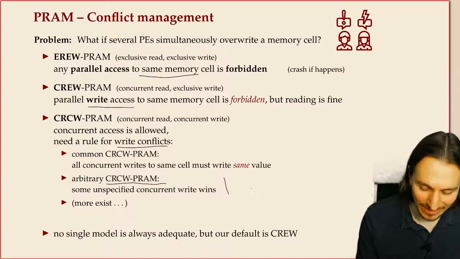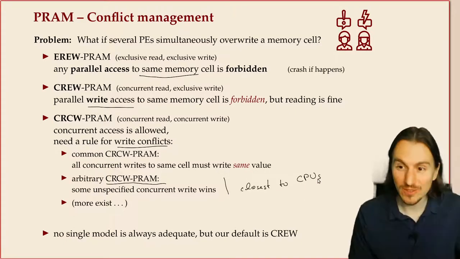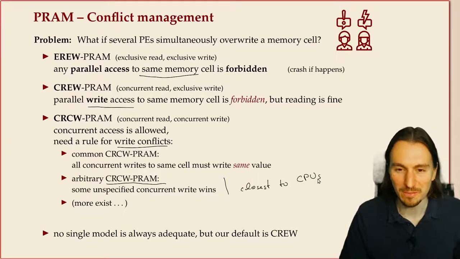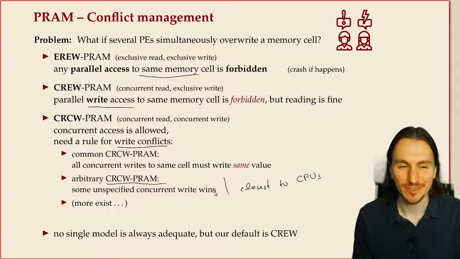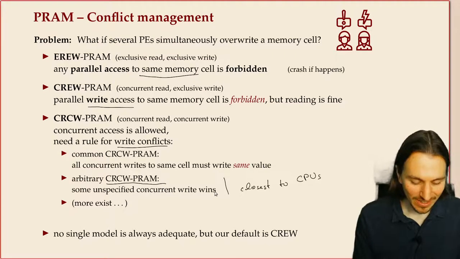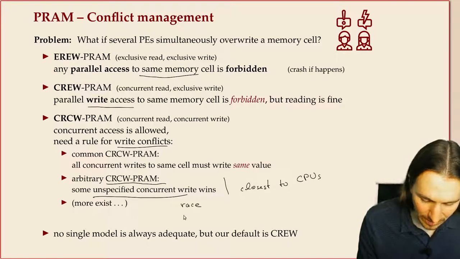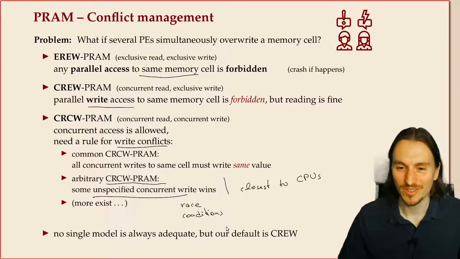So this is unfortunately closest to actual CPUs and memory systems. But there are ways around it, synchronization steps in software to mitigate that. But it's fairly inconvenient to program, as you might know if you have experience with that. These are sometimes called race conditions, which is the big plague of all parallel programming and concurrent programming. This is what programmers try to avoid at all costs, and it's hard to do.